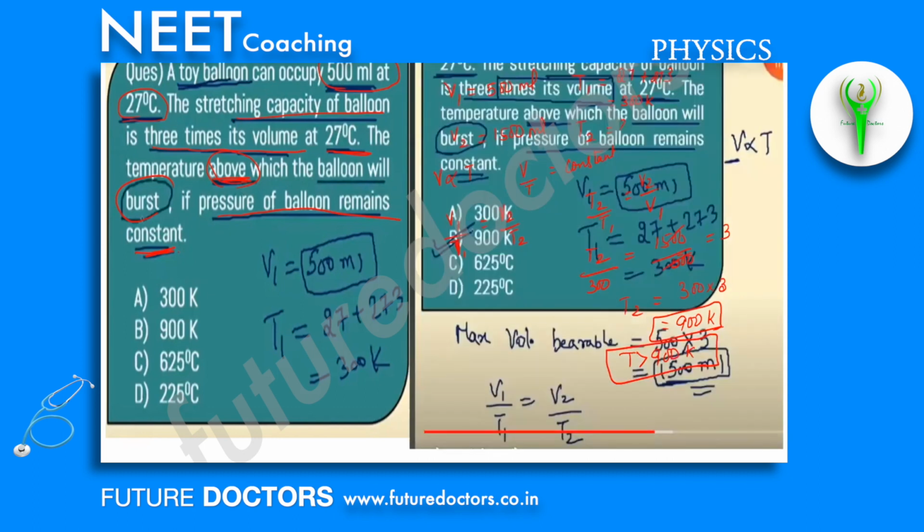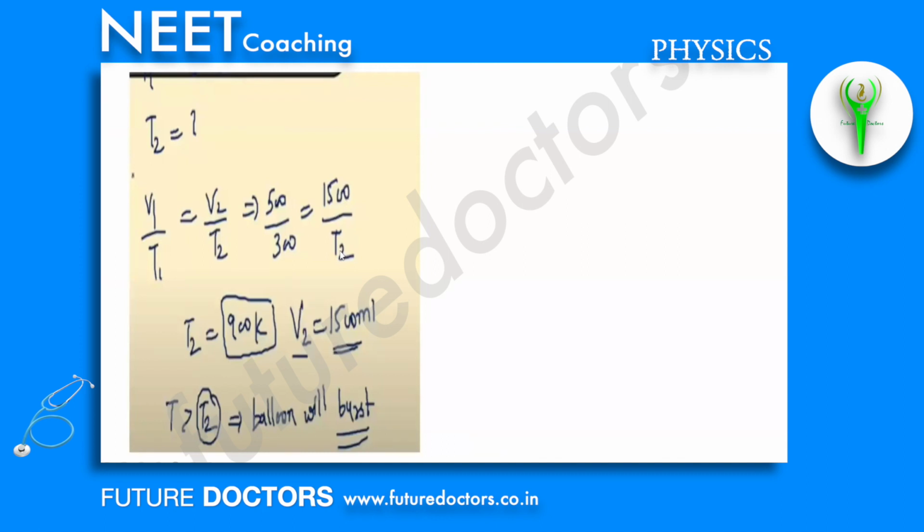So T2 by T1, or V1 by T1, you can write it either way. So the answer is 900 Kelvin. So 500 by 300, 1500 by T2. So the answer is 900 Kelvin. When the temperature is greater than 900, the balloon will burst.